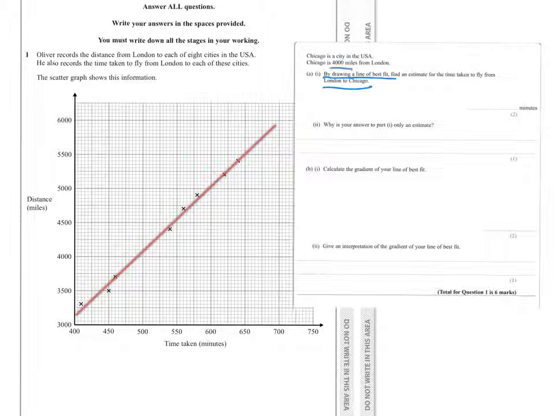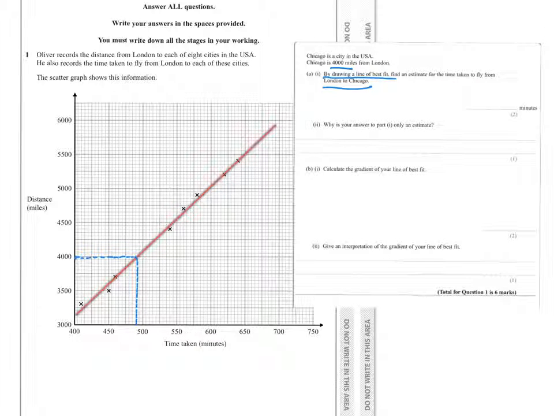And it says Chicago is 4,000 miles from London. So we read along from 4,000. You'd use a ruler in the exam. We'll read along to our line of best fit, read downwards, and then read the scale really carefully.